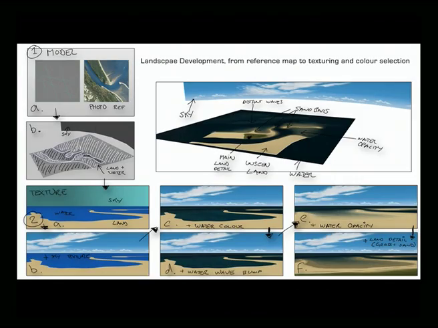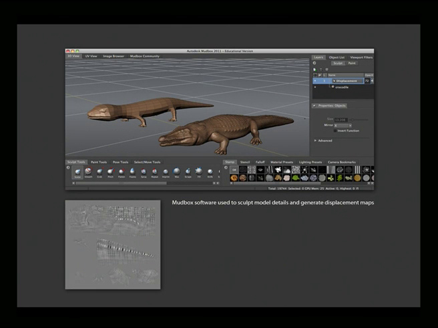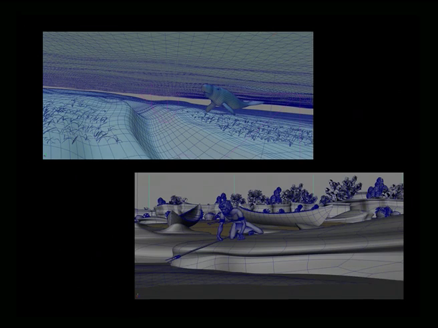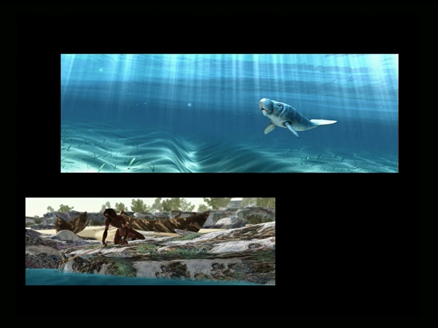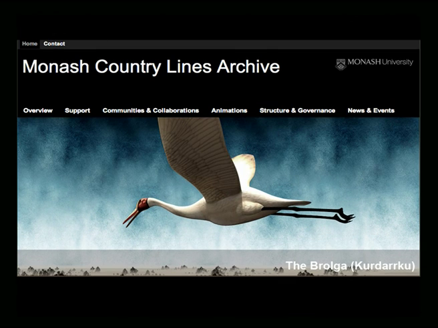So all these little animals you see here, a lot of these animals end up talking, and some of these fish actually fly through the air. It's in mythology. They can do impossible things, which is exactly what I was talking about before as the nature of 3D for what we do. So this is a lot of these animations. Some of them are still in development, but they're up on the Monash Country Lines Archive, a website where you can actually look at all these animations. We've got them up there.